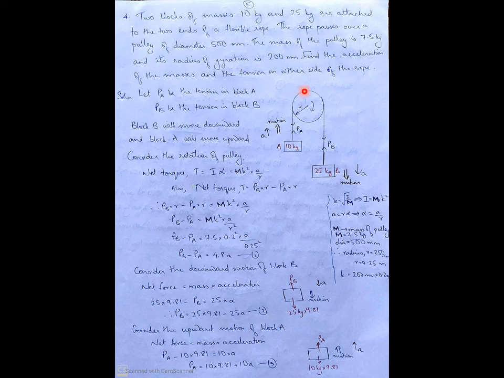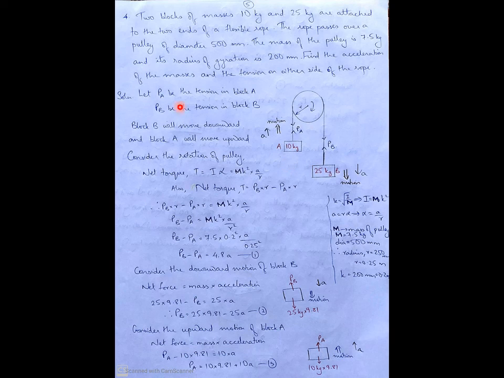So the figure is not given in the question. We will be drawing the figure. What is given? There are two blocks of masses 10 kg and 25 kg. It is connected by a flexible rope, passes over a pulley. So the figure will be like this. This is the pulley. Two masses 10 kg and 25 kg. Let block A be of 10 kg mass and block B be of 25 kg mass. Now as there are two strings, let PA be the tension in block A and PB be the tension in the string in block B.